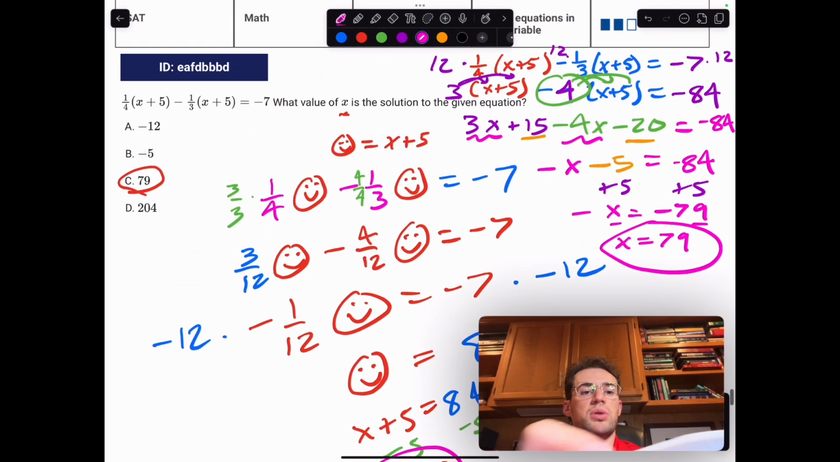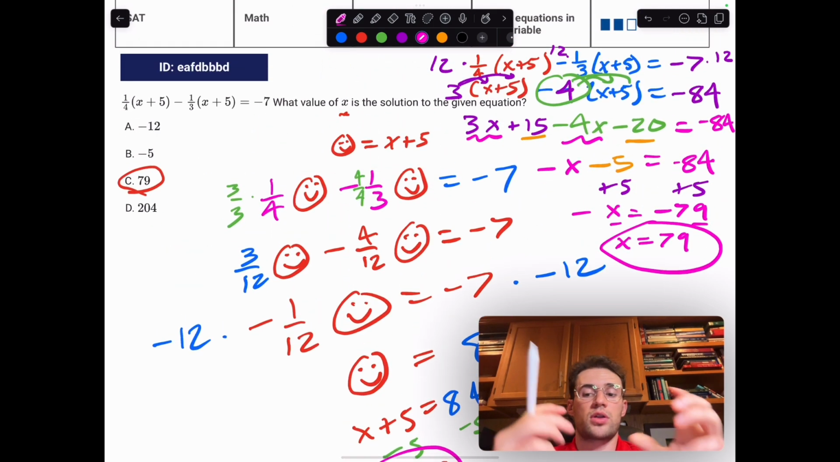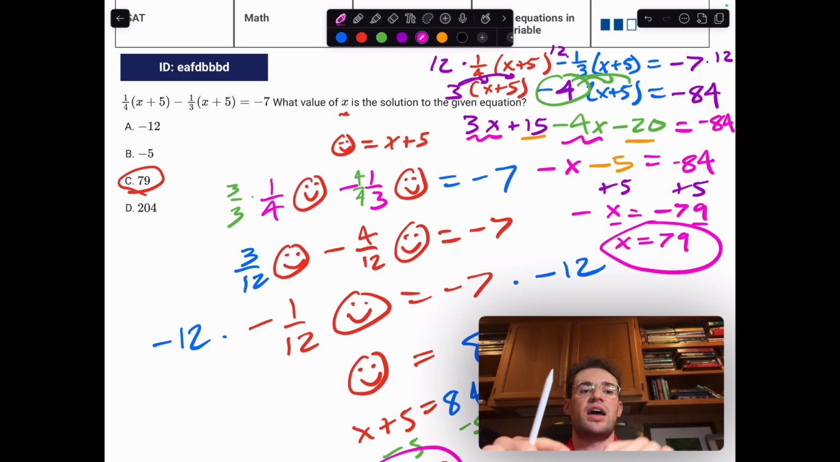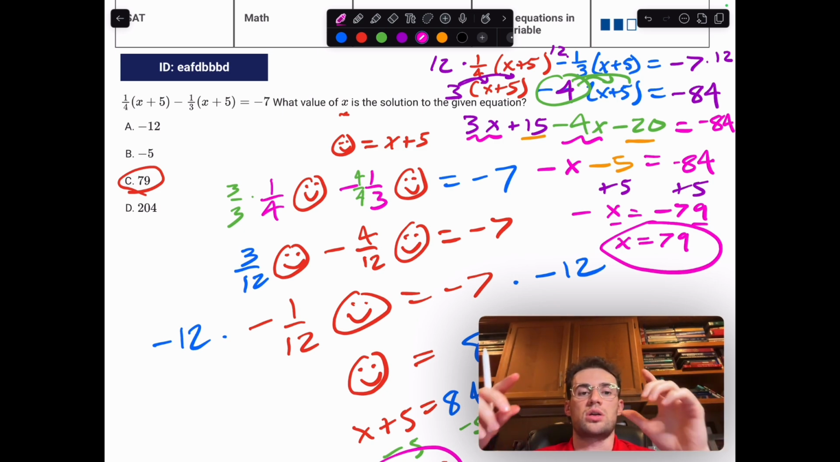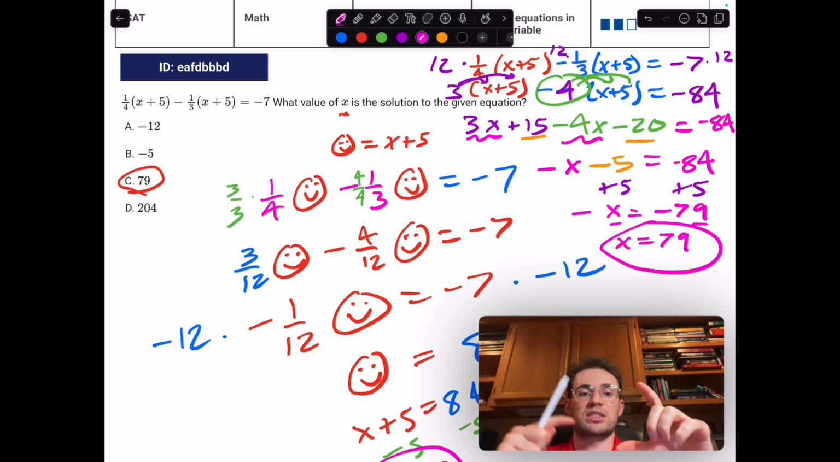Again, to check that, just plug it back in, especially if you have a calculator. Do 1/4 times parentheses, 79 plus 5, end parentheses, minus 1/3 times parentheses, 79 plus 5, end parentheses. It should give you negative 7.